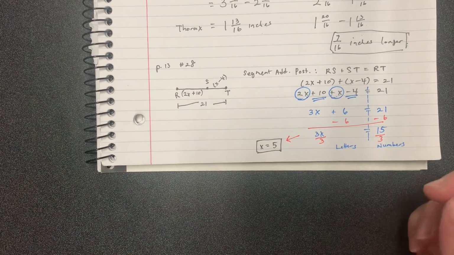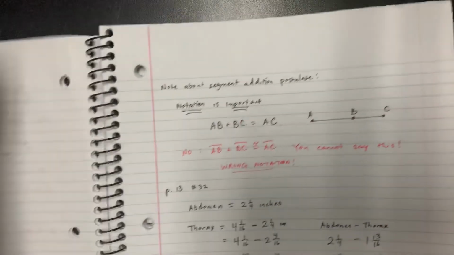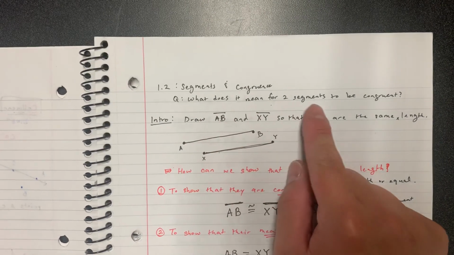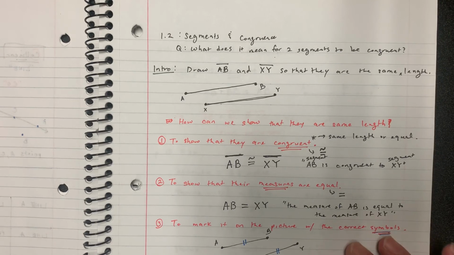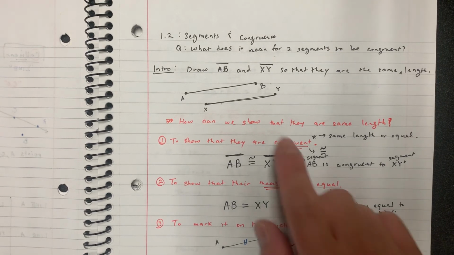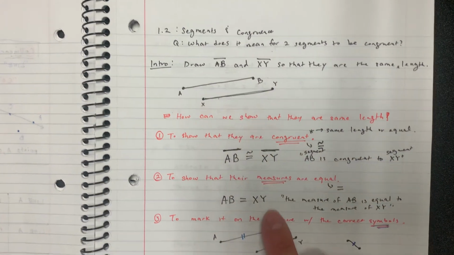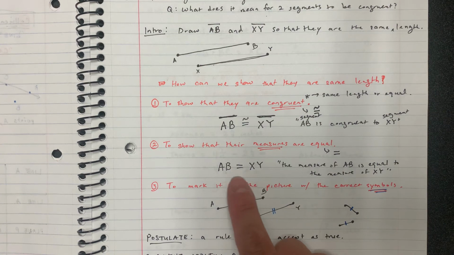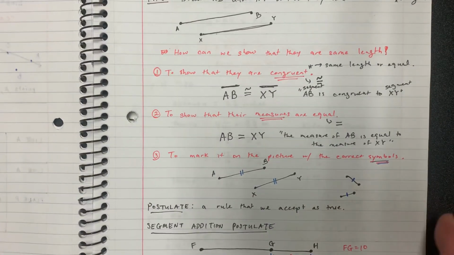All right. So here, those are just a couple of examples that you might see as you guys work through this stuff. So just to review, what does it mean for 2 segments to be congruent? Well, it means that they have the same length, right? And if they have the same length, we can't always draw them accurately. So we show that they're congruent by using symbols like this. We can also show that their lengths are equal, and we can also mark them up in this way.